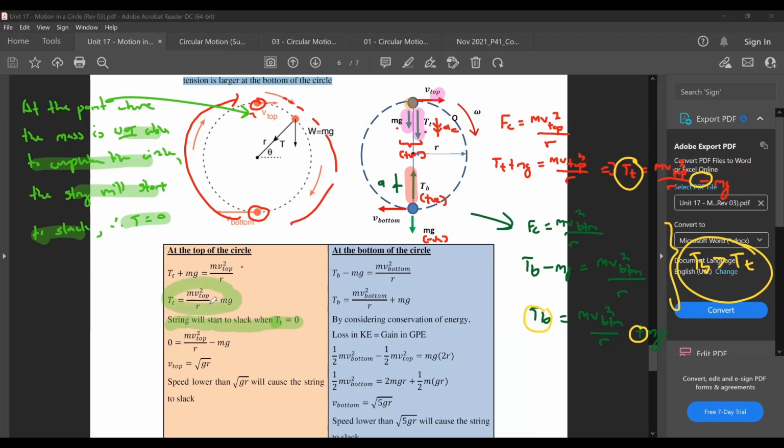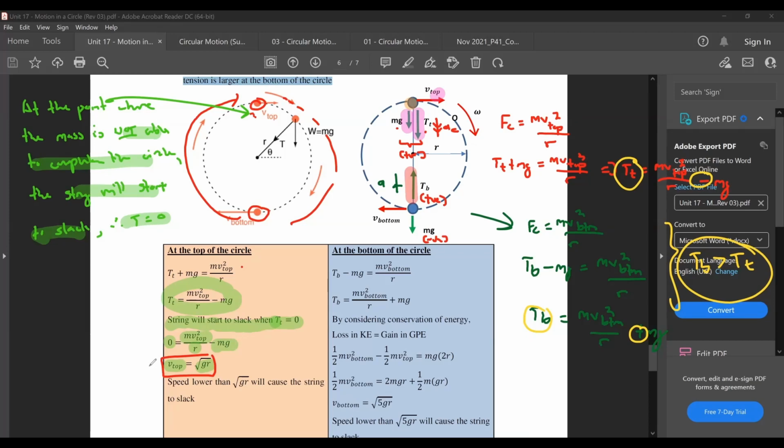So in this equation that we have, we replace tension with 0. We get 0 equals mv top squared over r minus mg, such that the velocity at the top is square root gr. This is actually the minimum speed required at the top so that our object is able to complete the circle. Anything less than that, it won't be able to complete the circle. Anything more, it will be able to complete the circle. So this is the minimum velocity at the top.